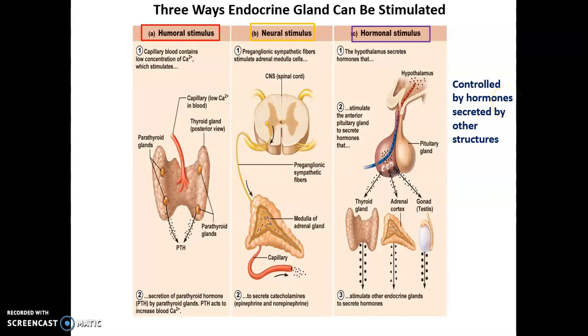And then the third way is via hormonal stimulus. So one structure releases hormones that then causes another structure to act. This is also relatively common in the endocrine system. So for instance, the hypothalamus can secrete hormones that then stimulate the anterior pituitary gland to either release or stop releasing hormones, and so on.